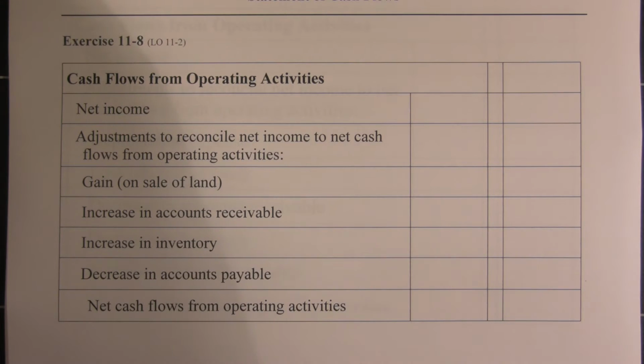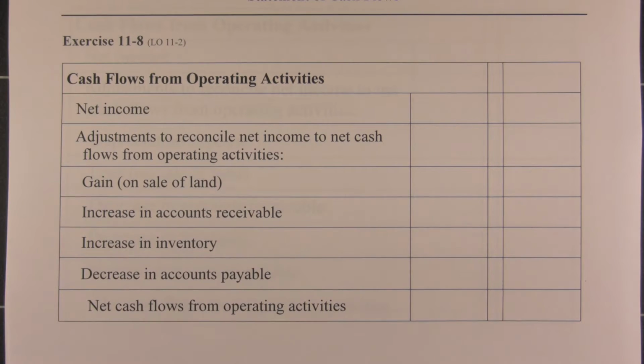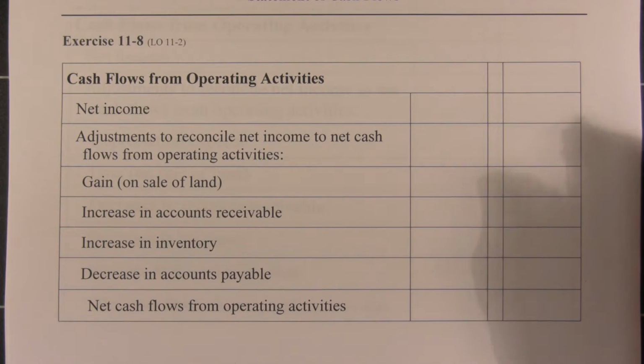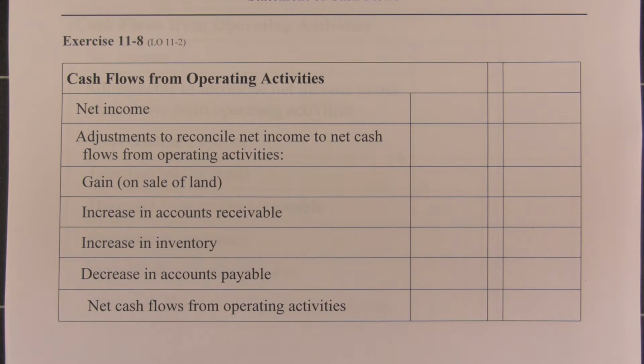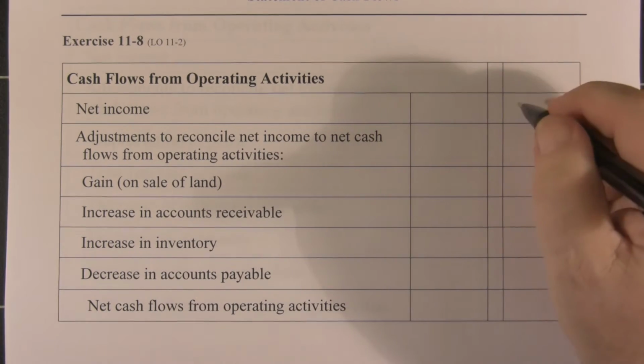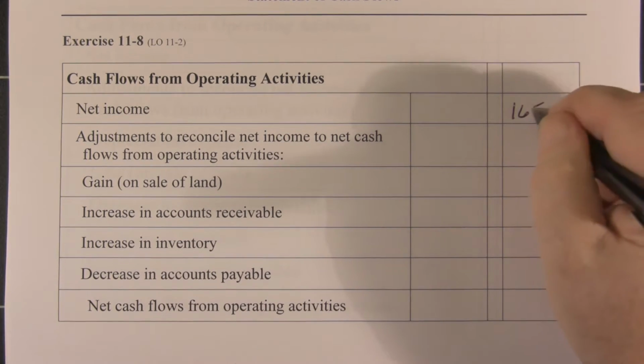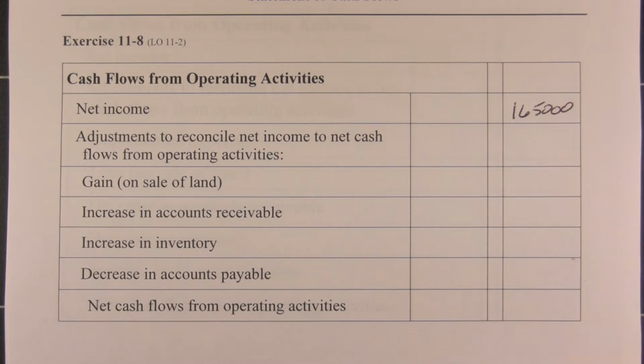Exercise 11.8 is a basic cash flow problem. They ask us to do this statement of cash flows by the indirect method for hardware suppliers. Well, they tell us that this company had $165,000 in net income. Now we know that that includes both cash and non-cash items. We have to go through and remove the non-cash items. So let's take a look.